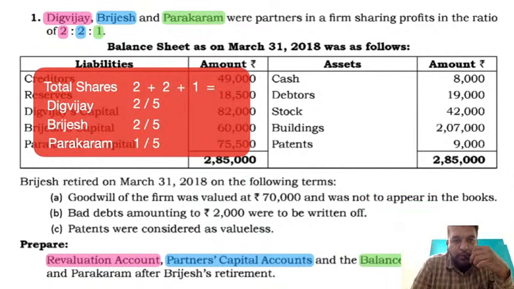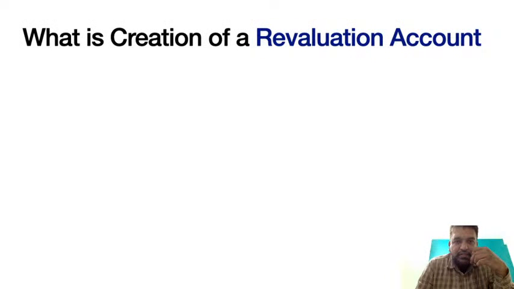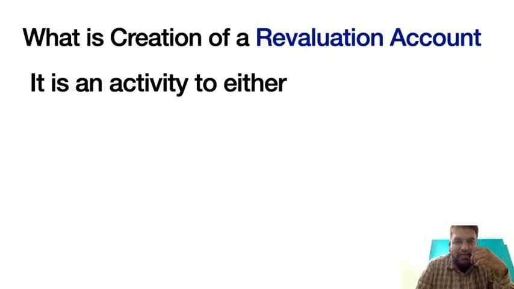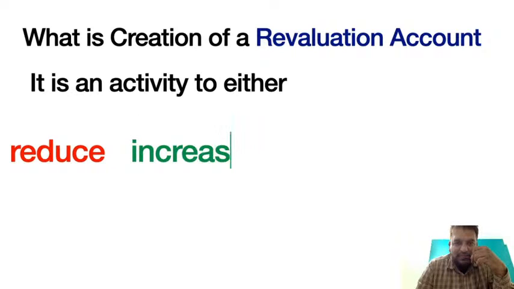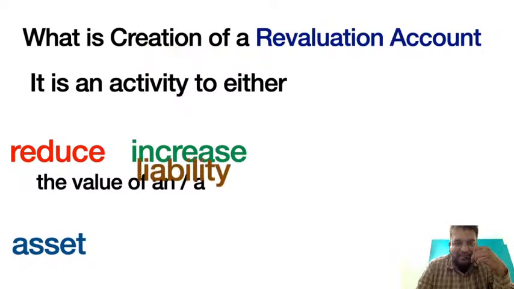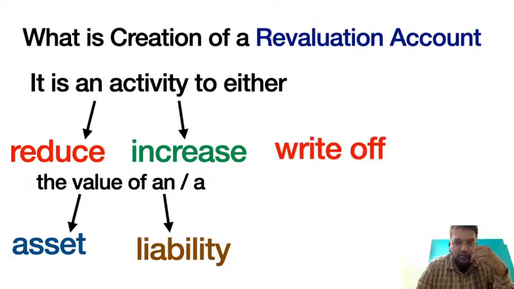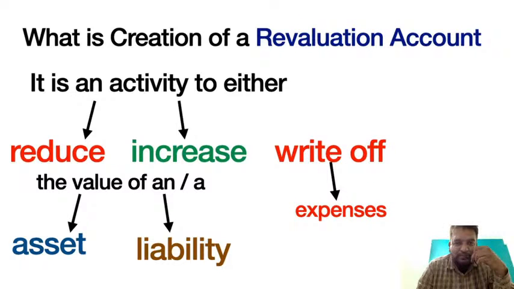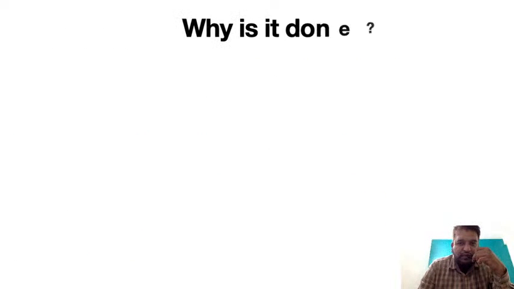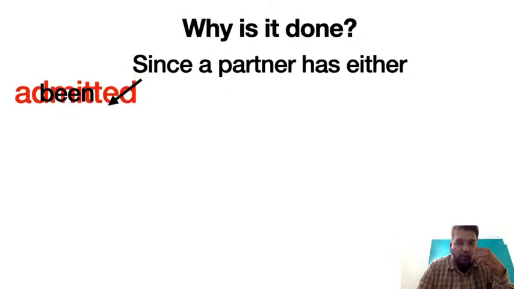Now we are supposed to prepare the revaluation account, partners capital account, and balance sheet. Let's understand what a revaluation account is. It's an activity to either reduce or increase the value of an asset or a liability. It is basically to write off the expenses. If there are any expenses which we want to write off, we'll put that on the debit side of the revaluation account. Why is it done?